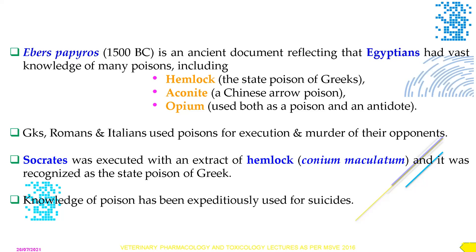Then the Greeks, Romans, and Italians used poisons for the execution and murder of their opponents, and many persons were killed. They used to kill enemies by mixing opium, aconite, or hemlock in the food or the drinks offered to them. So, I think you can remember the Tandav, a recent web series during this corona COVID-19 time, you might have seen. Saif Ali Khan killed his father using the aconite. He was caught by another person who knew this thing, and a lot of political events followed. So you can watch this series, the first or second episode.